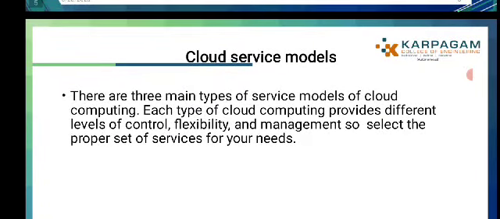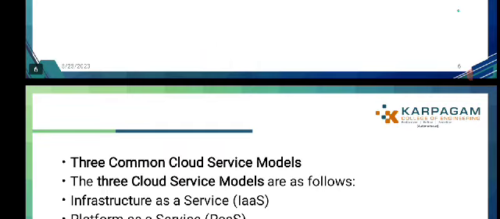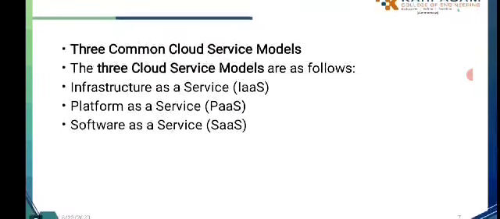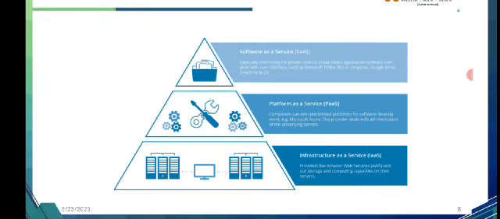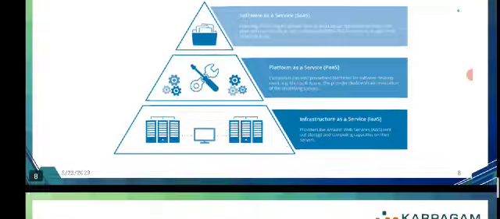Next, you see the cloud service models, which can be categorized into three service models of cloud computing. First one is infrastructure as a service, abbreviated as IaaS, then platform as a service, PaaS, then software as a service, SaaS. Then it shows the architecture of these three service models.